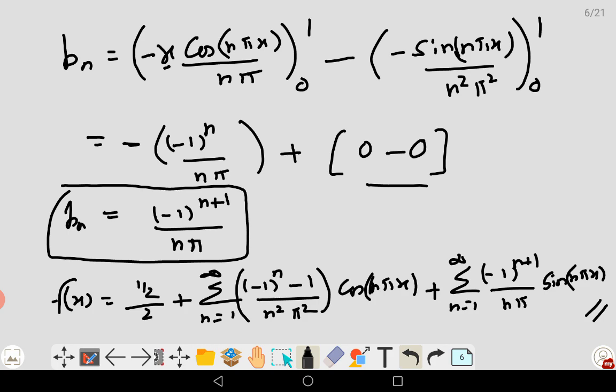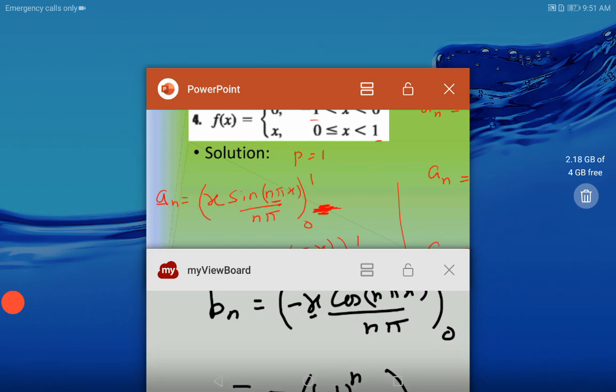That's the end of this problem. If we want, we can further check whether this is true for odd values or even values and then simplify. So this function has both the cosine and sine series. Okay. Next problem.